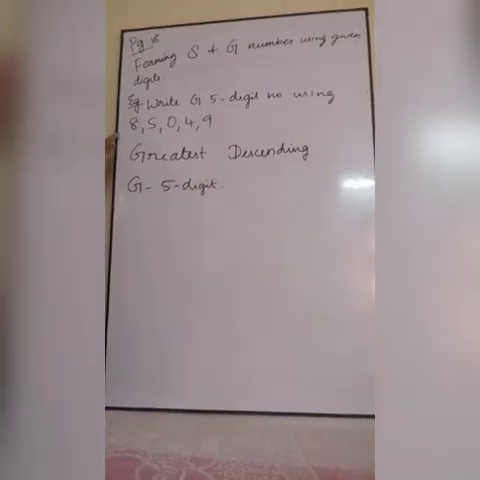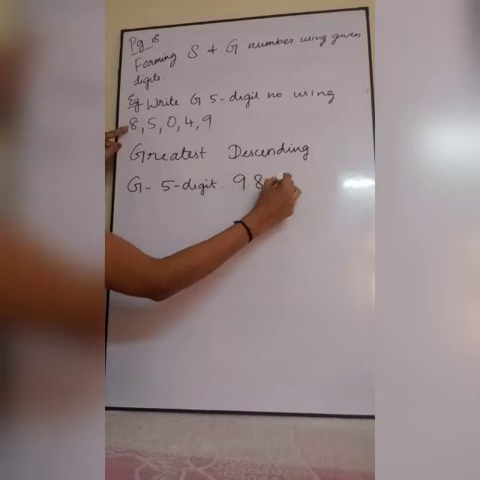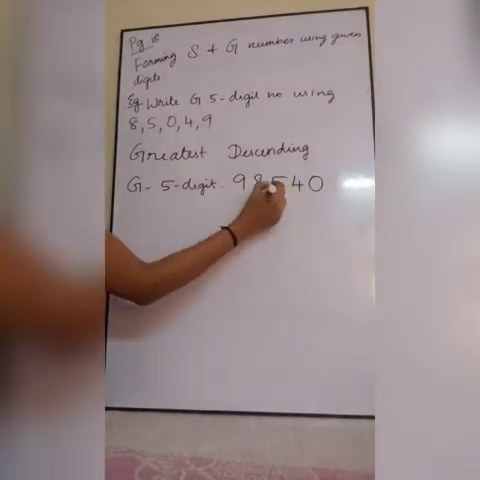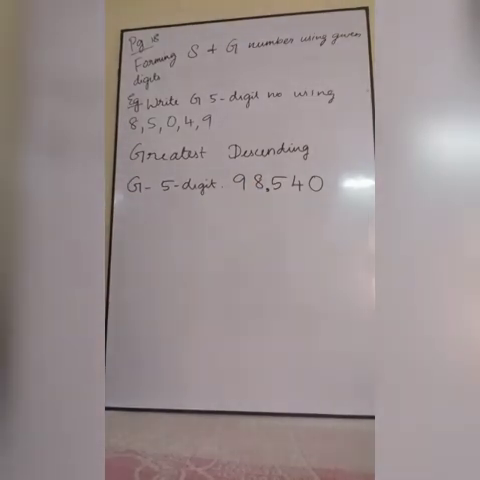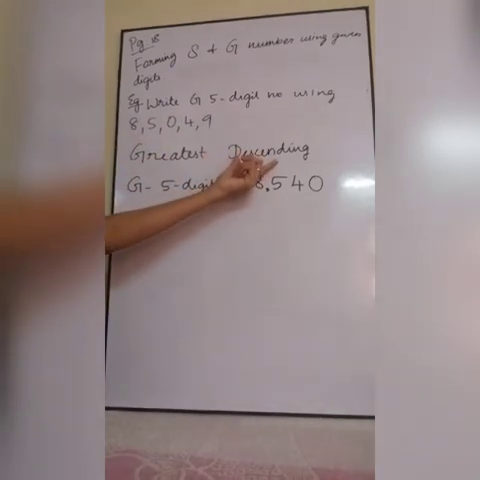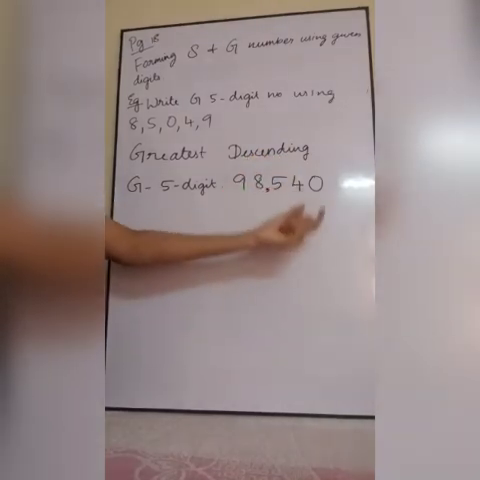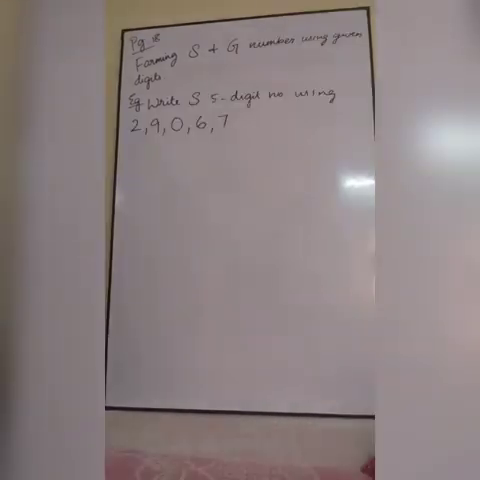Which is your greatest number in this? 9, then 8, 5, 4, 0. So 98,540 is the greatest 5-digit number. Whenever they ask you to find the greatest, you should arrange the digits in descending order, which means 98540. Understood?